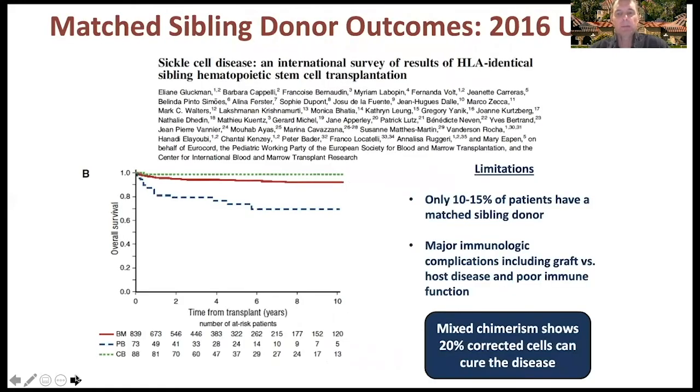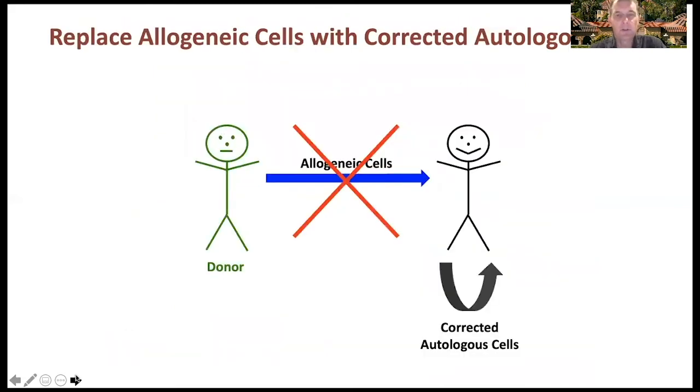And this has been broadly applied now, and a paper that's 4 years old described the success of using matched sibling donor transplants as a cure for sickle cell disease, with an overall hematologic cure rate of 95%. The problem is that most patients don't have a matched sibling donor, and there are still major immunologic complications, including graft versus host disease and poor immune function. So what we'd like to do then is replace allogeneic cells, which prove that genetically corrected stem cells can cure this disease, with the patient's own stem cells that we directly correct using genome editing.